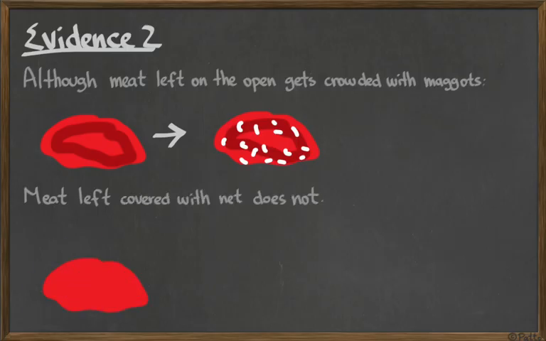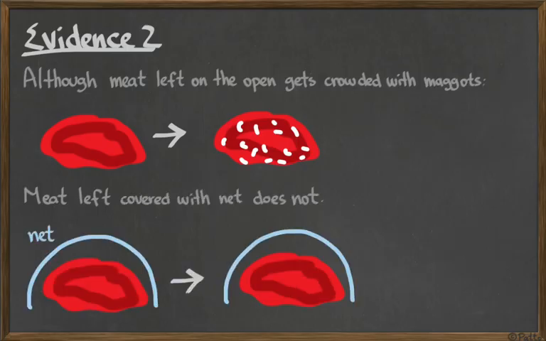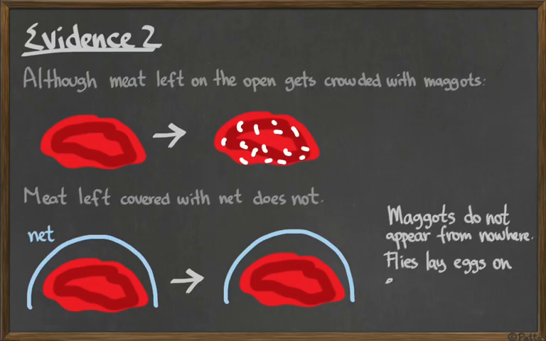If you cover the meat with a little net and flies don't manage to lay eggs on the rotting meat, then maggots are not going to be created in there. So actually maggots are not created. Maggots do not appear from nowhere. When the flies lay eggs on the rotten meat, the maggots show up. So no, it's not spontaneous creation of life.